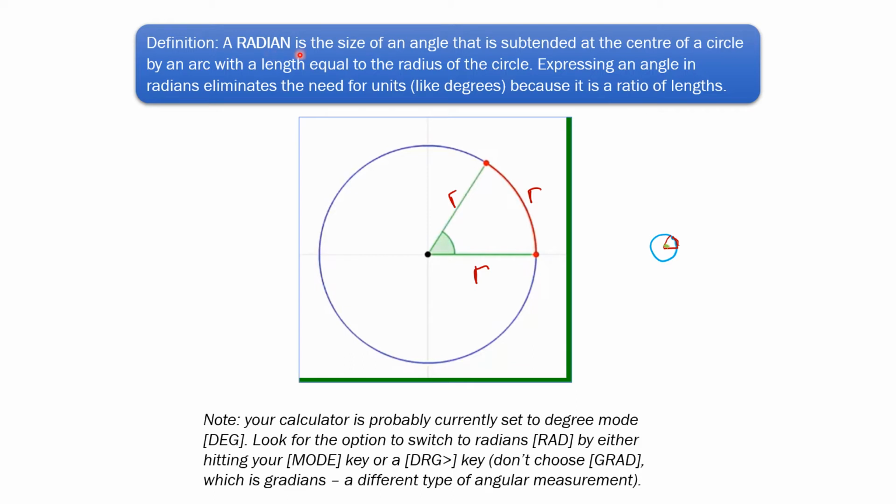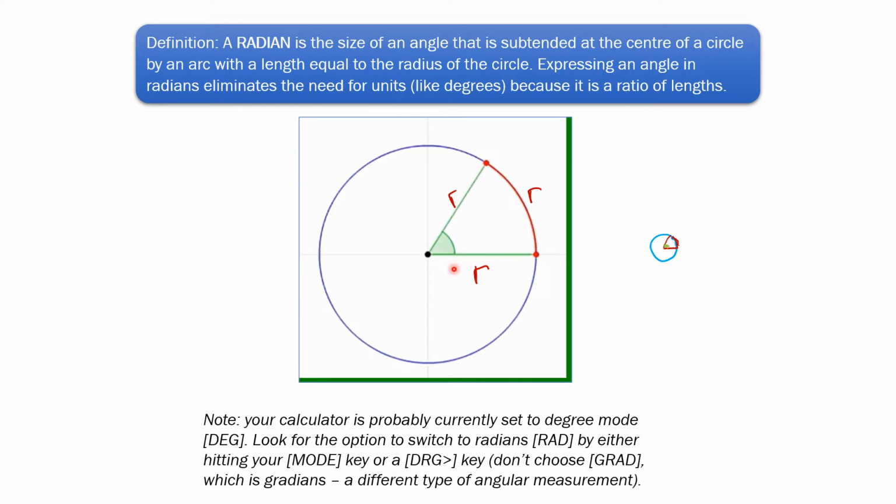A radian is the size of an angle that is subtended at the center of a circle. That just means that I've got this arc here, that is the endpoints of this. So this arc is equal in length to the radius. Anytime you can draw something like this, this angle measurement is going to be a radian.